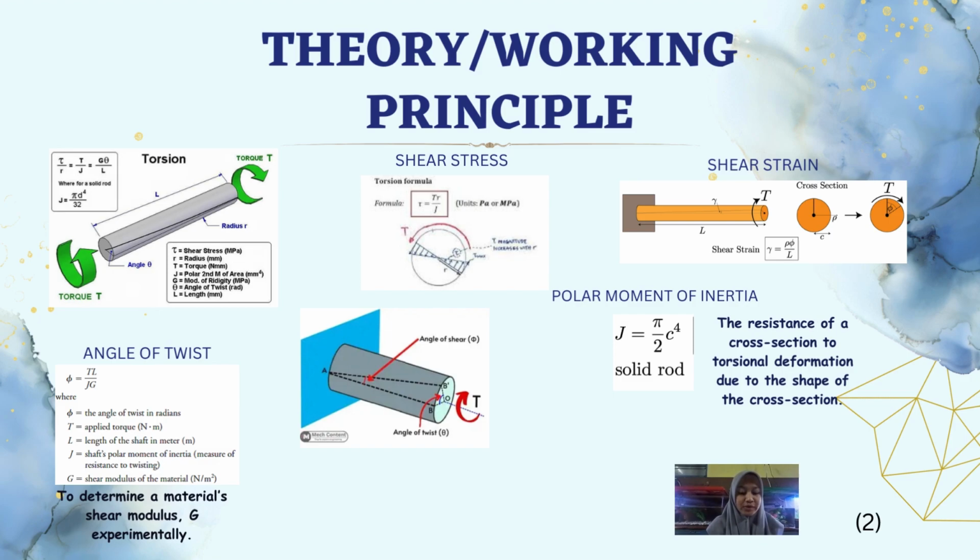Theory working principle. This is the formula that we use for this experiment, which is shear stress, shear strain, angle of twist, polar moment of inertia. Angle of twist is to determine a material shear modulus experimentally, while polar moment of inertia is the resistance of a cross-section to torsional deformation due to the shape of the cross-section. And this is the formula for solid rod: J equal to pi over 2 multiplied by c to the power of 4.